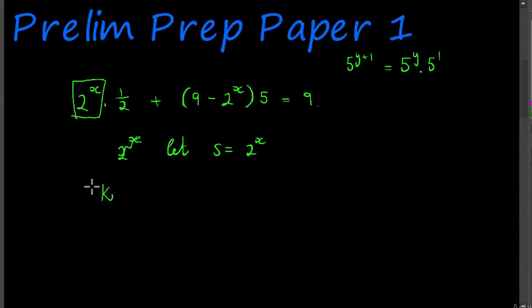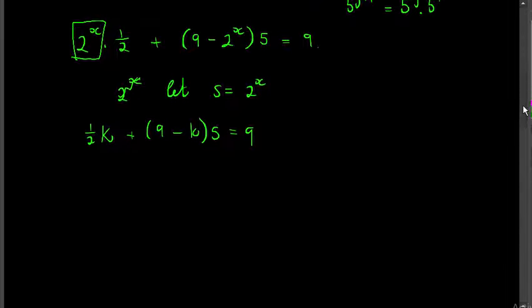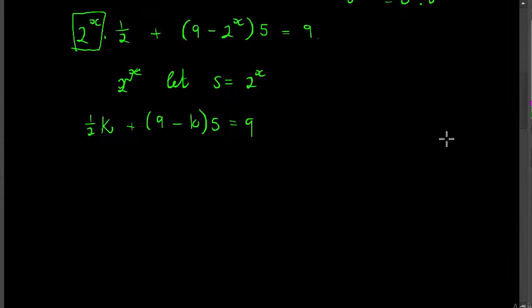So it's a half k plus 9 minus k times 5 is equal to 9. And now I have to solve for k. How easy is that? That's grade 8 stuff. So I just multiply out. I get a half k plus 40 minus 5k is equal to 9.